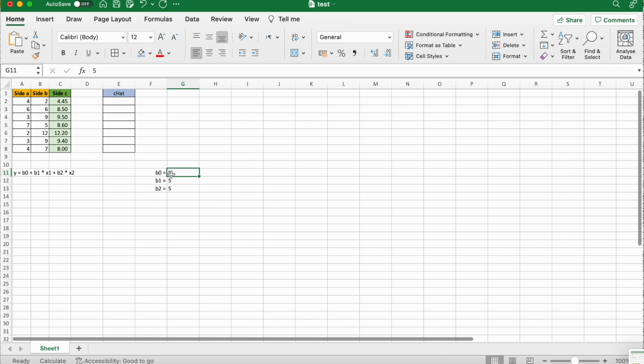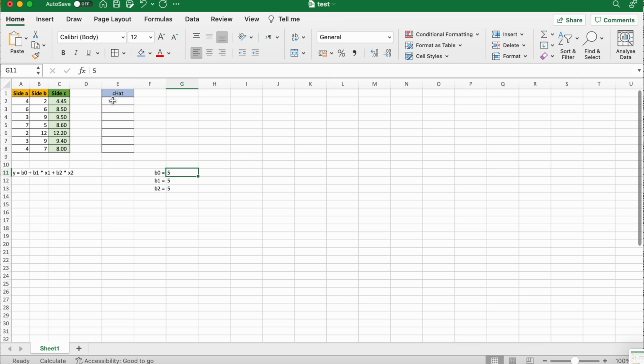And using these values of b0, b1 and b2, the machine calculates the value of C hat. So it says C should be, according to me, b0, that is this, plus b1, that is this, into x1, plus b2 into x2.